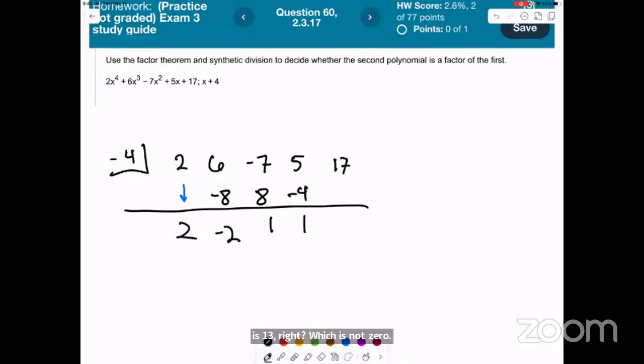2, 6, negative 7, 5, and 17, negative 4, negative 8, negative 2. Negative 4 times 2 is negative 8, and negative 4 times negative 2 is a positive 8. That's a positive 1, negative 4, positive 1, negative 4. Yeah, it's not 0, so it's not a factor. So is it a factor? The answer should be no.